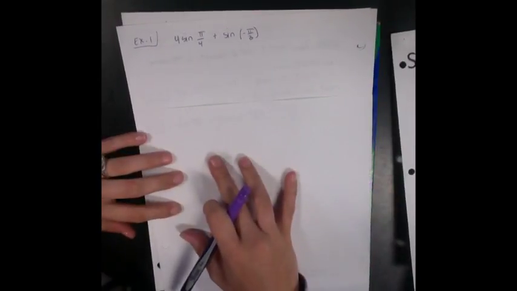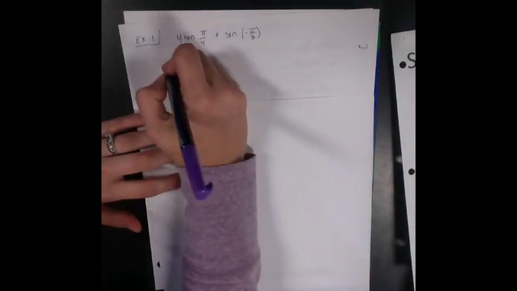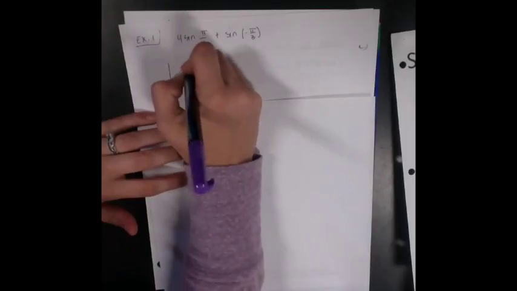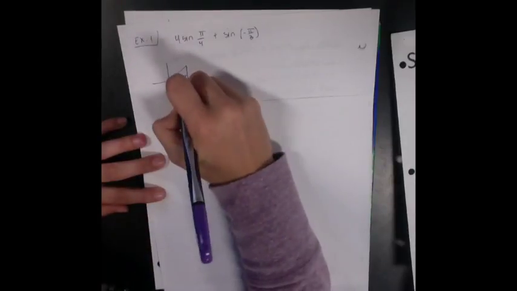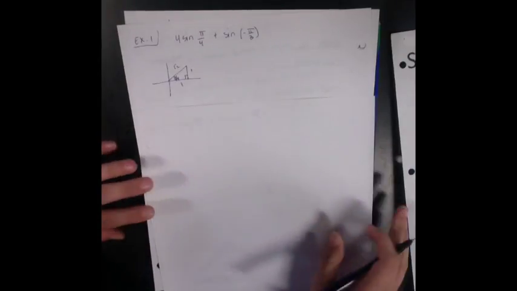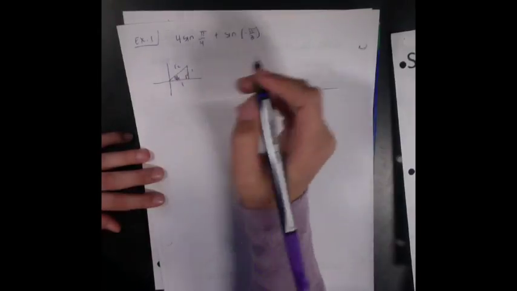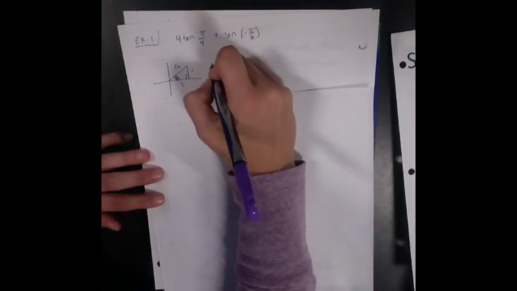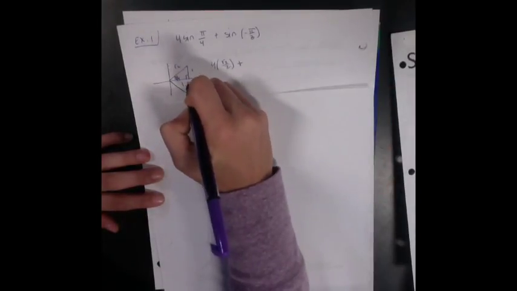Evaluate 4 sine pi over 4 plus sine of negative pi over 3. So we draw our triangle still. Pi over 4 we know is here. And we know it's our 45, 45, 90 triangle, so we have 1, 1, root 2. So the sine of pi over 4 is the sine of 45 degrees, which we know is root 2 over 2. So this is 4 times root 2 over 2, plus, now negative pi over 3 puts us down here.